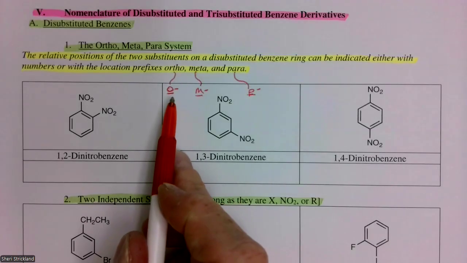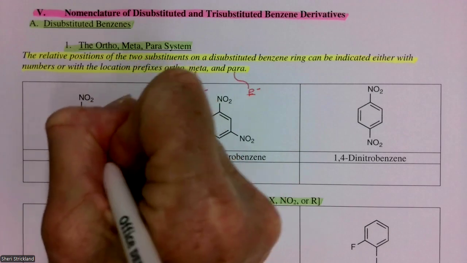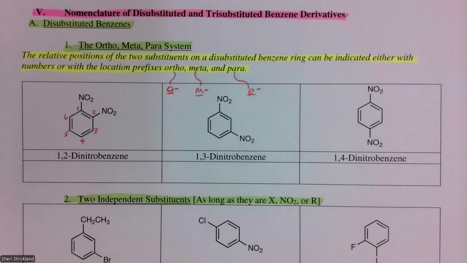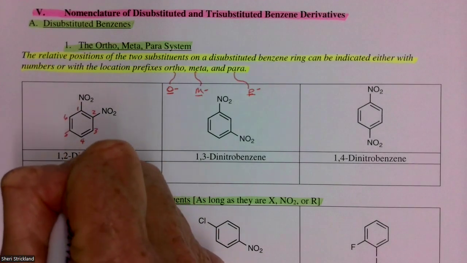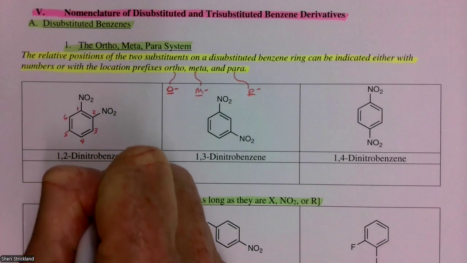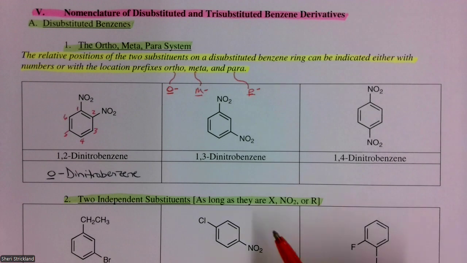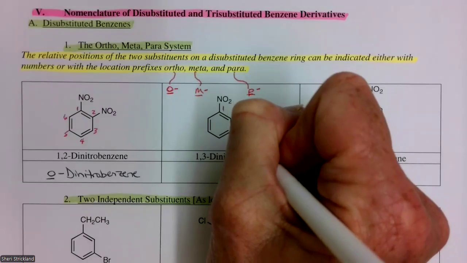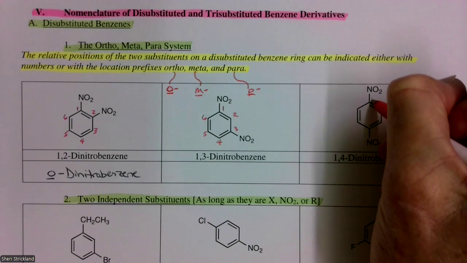Now, the ortho relationship is the same as the 1-2. So if we numbered this benzene ring like this, then you could call it 1,2-dinitrobenzene, or you could call it ortho-dinitrobenzene. And you'll see the parallel things for meta and para right over here. Meta is the 1-3 relationship, and para is the 1-4 relationship.